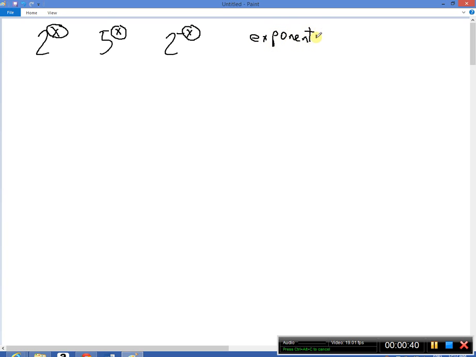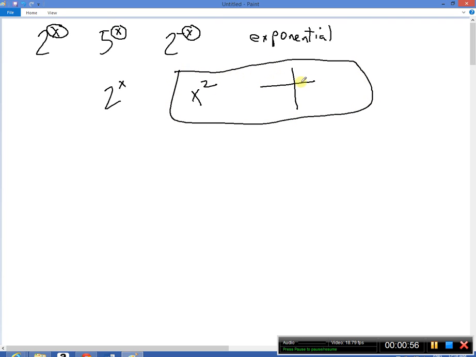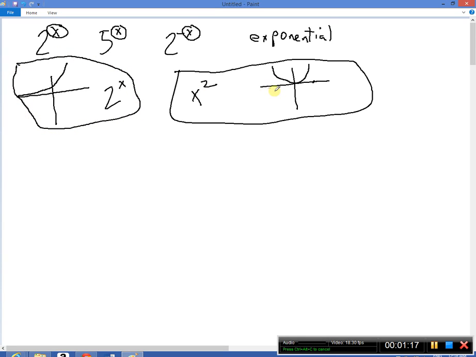So don't confuse exponential functions with polynomials. What's the difference between x squared and 2 to the x? Well, if I draw the graph of x squared, you should all know that x squared is going to look like a parabola. But the graph of 2 to the x is going to be asymptotic on the left, and then it grows very rapidly here. So exponential functions have that basic shape, and polynomials have this basic shape.